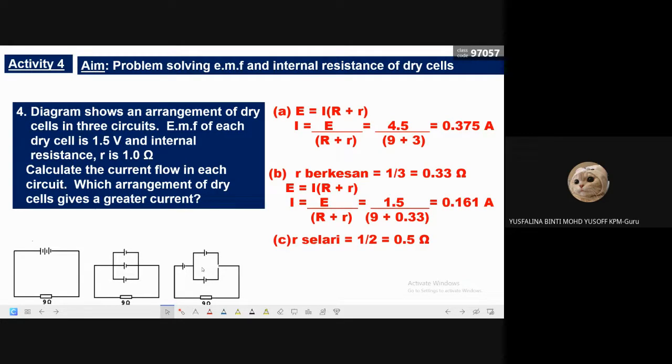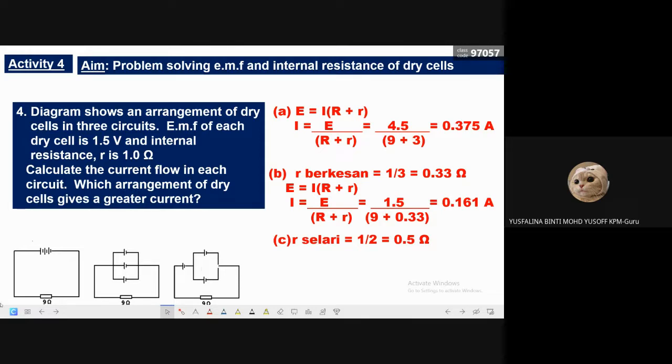Alright, so the diagram shows an arrangement of dry cells in 3 circuits. The EMF of each dry cell is 1.5 volt and the internal resistance r is 1 ohm. Calculate the current flow in each circuit. Which arrangement of the dry cells gives a greater current? So you have to find one by one.